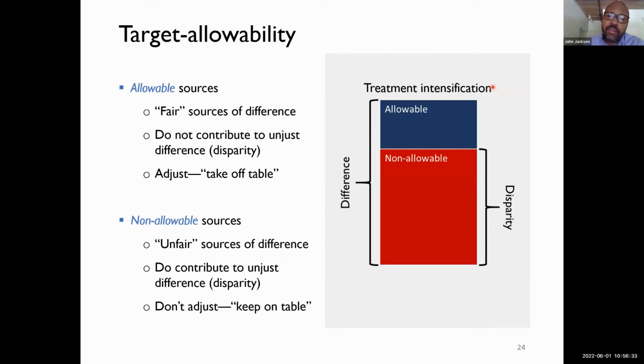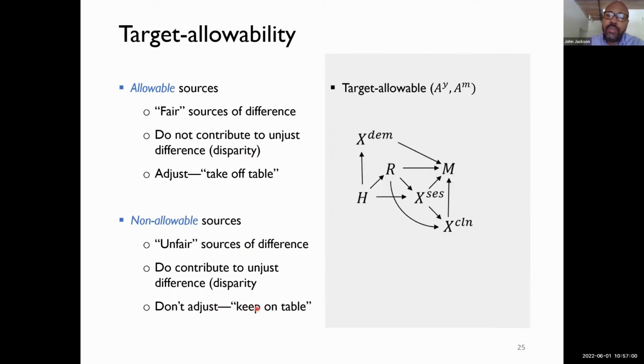So I go back to this notion of allowability, right? A difference in treatment intensification may not necessarily be unjust. We want to hone in on what are the differences that we think are unjust, right? So allowable sources of difference might be things that we would want to adjust for. Non-allowable things are things that we would not want to adjust for, to keep their contribution on the table.